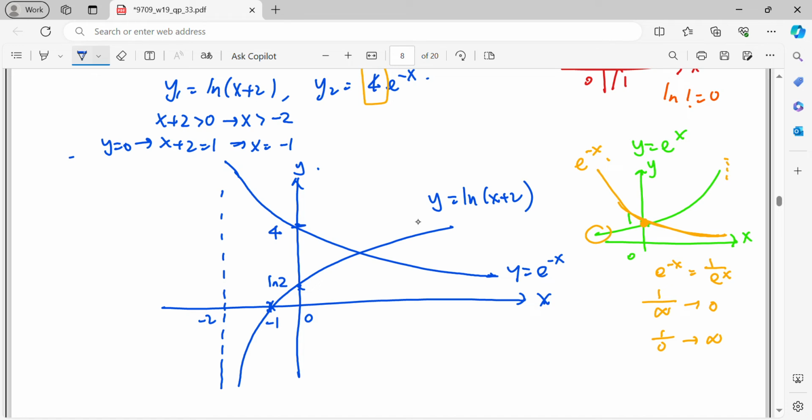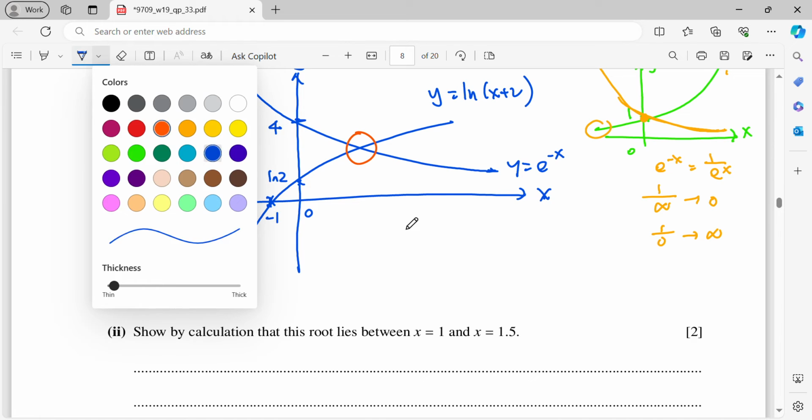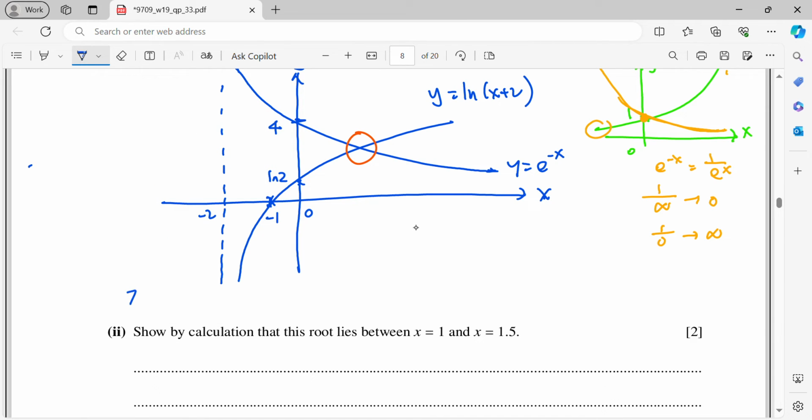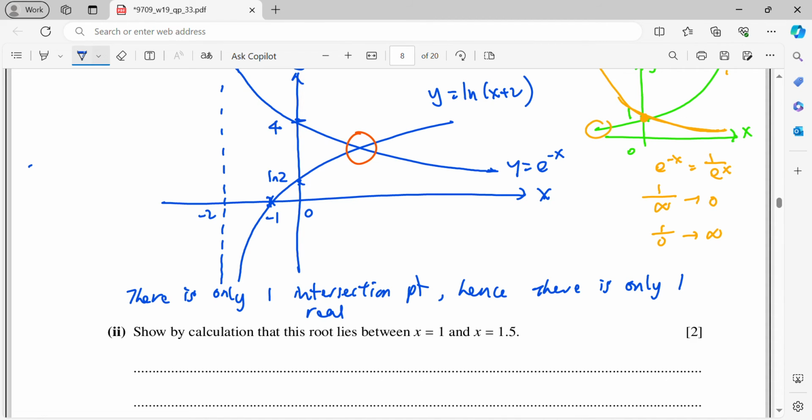Now from here you can just say there's only one intersection point. Therefore the equation has only one real root. There is only one intersection point. Hence, there is only one real root, yes. Okay, so this is the explanation.